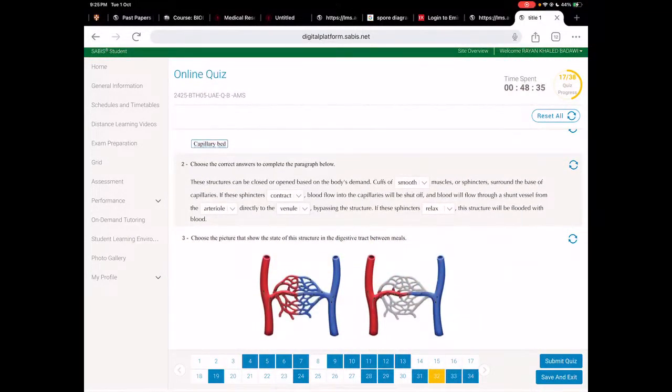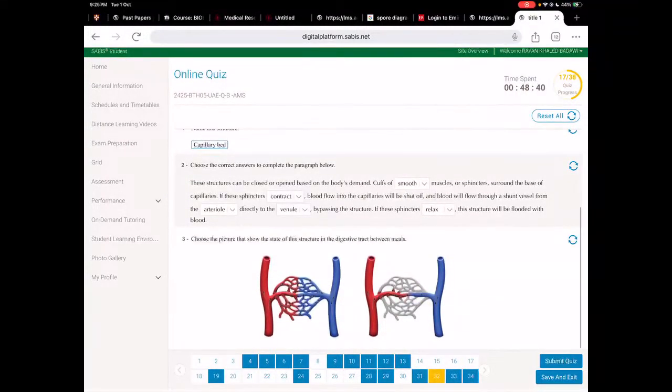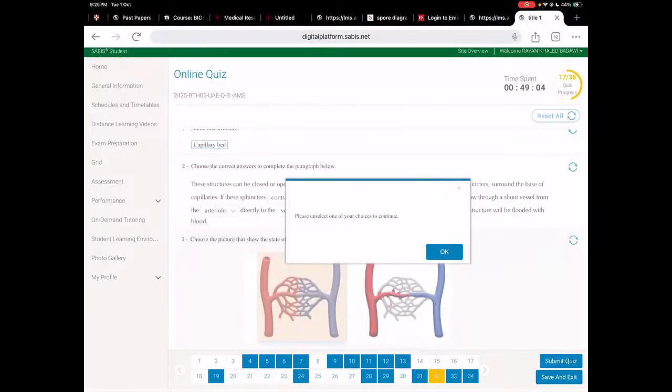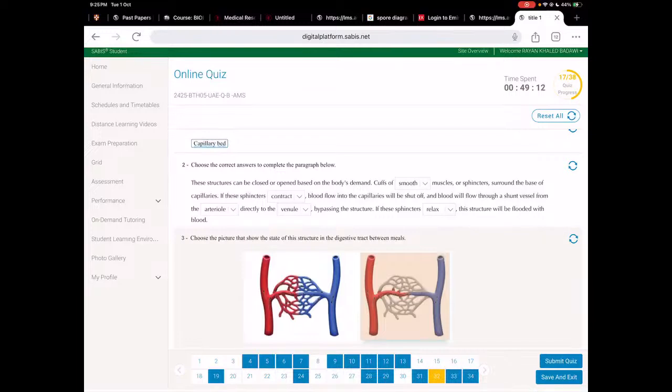Choose the picture in the digestive tract between meals. I don't know if they mean when we're deprived of nutrients or after a meal. If anyone can confirm: if it's right after a meal, it's going to be this one, because we're going to want the exchange of nutrients. However, if we haven't had a meal for a long time, there's no nutrients to be exchanged, so it's going to be this one. Okay, so they mean between meals when we don't have nutrients, so it's going to be the second one on the left. Okay, perfect.